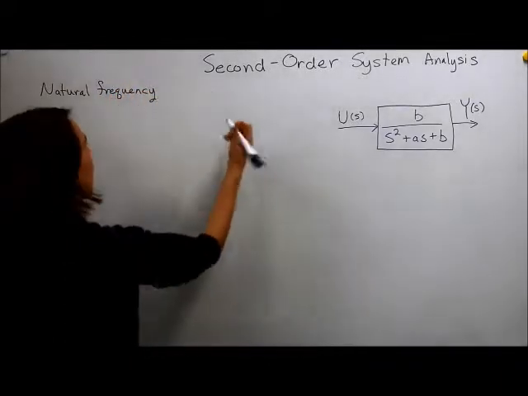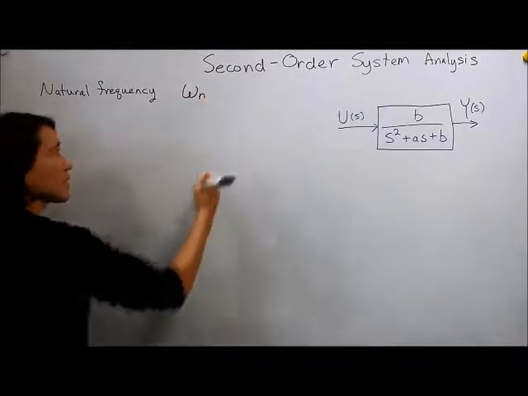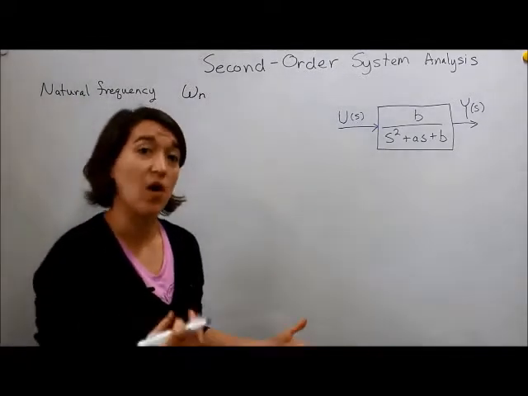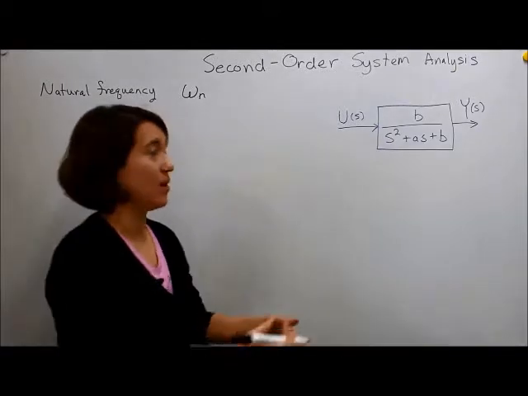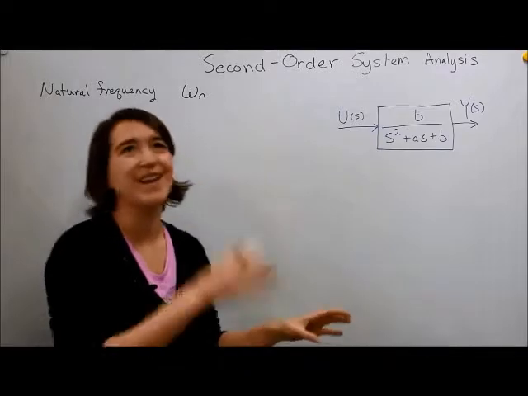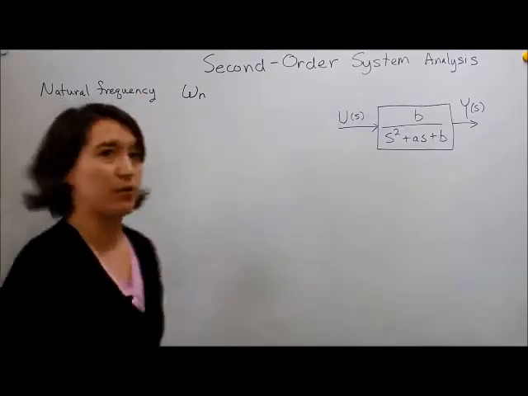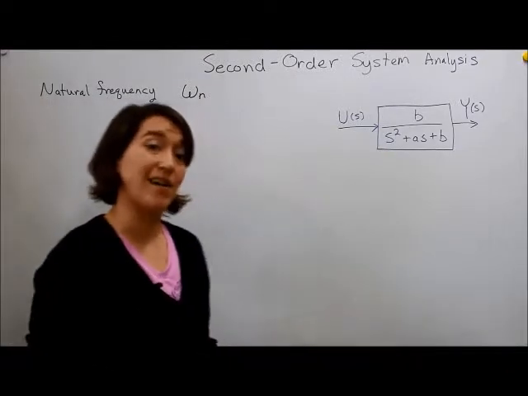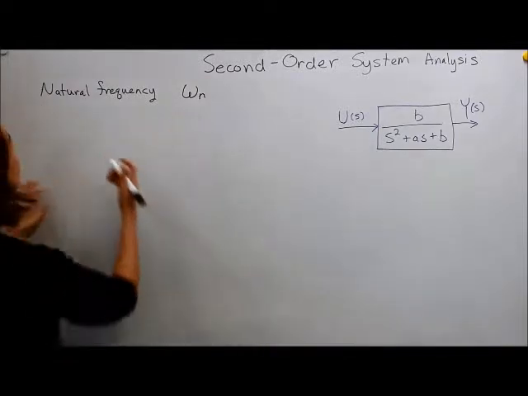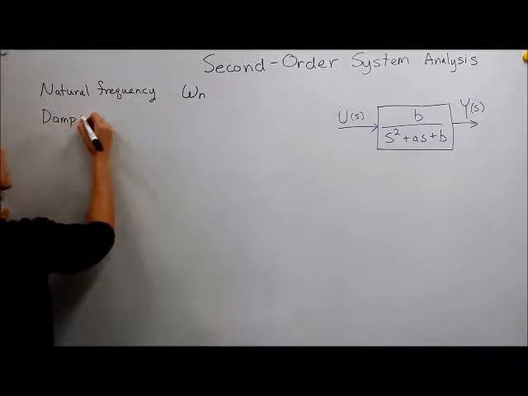We denote it as an omega sub n. And this is the point where the system tends to oscillate. For example, in an RLC circuit, the oscillation point where the impedance of the inductor and the capacitor cancel each other out would be the natural frequency of the system. So where the system tends to oscillate. And we have another term, so that's the natural frequency. Another term called the damping ratio.